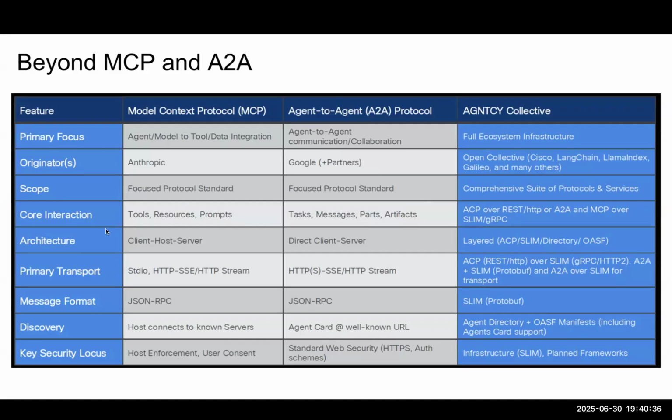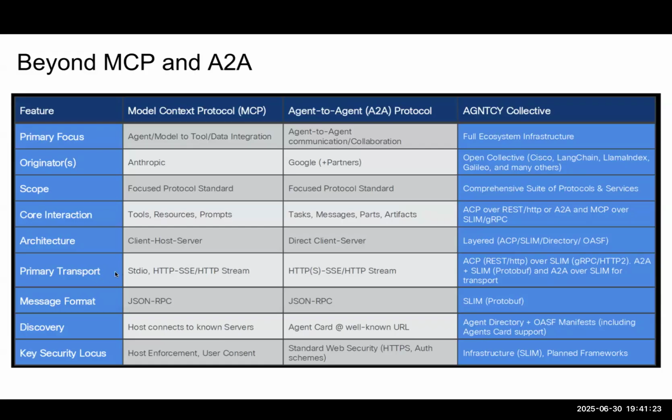And scope is defined here, and then core interaction. You can see the architecture: in the case of MCP, the architecture is client host server. In the case of A2A, two different agents are talking to each other, right? And then, of course, in Cisco's proposed approach, which we are going to explain, there are concepts like ACP, Slim, directory, OASF. These are all new concepts or terminology being introduced, right? So we're going to talk about that. And the primary transport, that's one of the key things, right? Because one of the pitches from Cisco is that with the transport layer, we scale better, right?